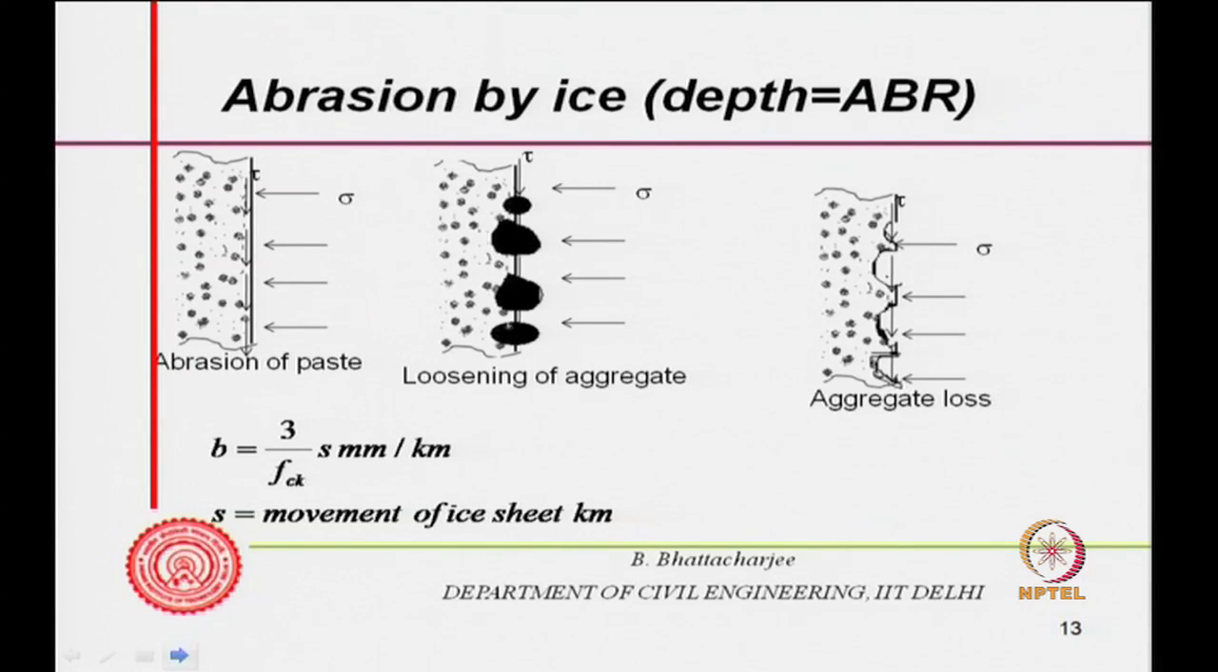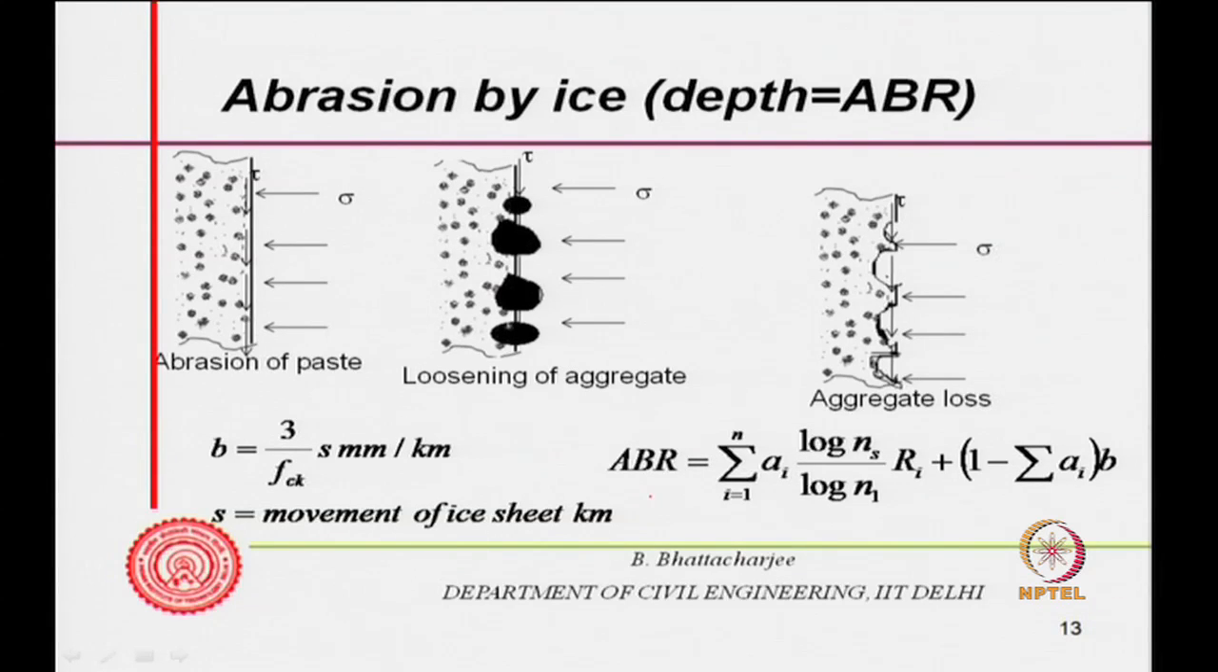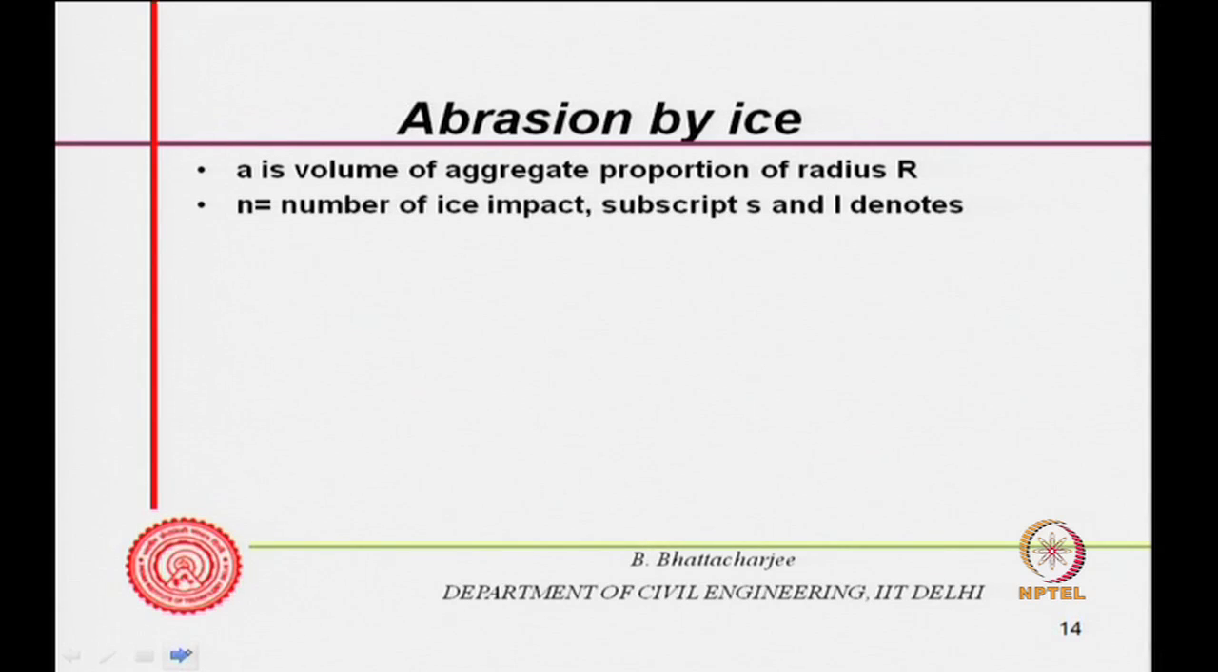So, S is the movement of ice sheet in kilometer, and the formula given is something like this. The depth of abrasion due to ice is given by A_i log (N_S / N_L) R_i and (1 - A_i) into B. So, B is related to strength, S is the movement of ice sheet in kilometer, and N etcetera we will define. So, when ice comes and hits, the behavior is something like this. A is the volume proportion of aggregate of radius R.